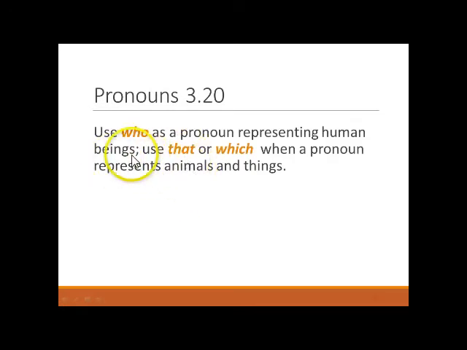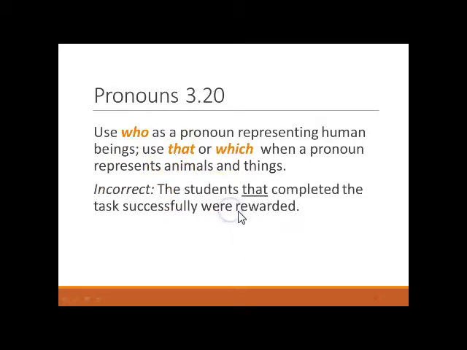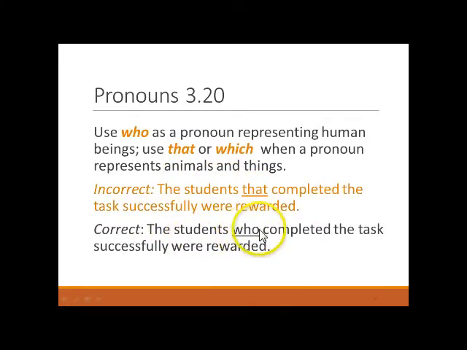Also, a common error, which APA specifies in section 3.20, is that when you are using a pronoun to represent a human, you need to pair it with who. So a lot of times people want to say the students that, which is incorrect because students are human, and that means that that needs to be replaced with who in the sentence.